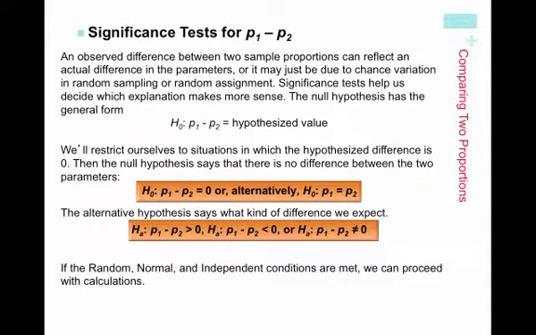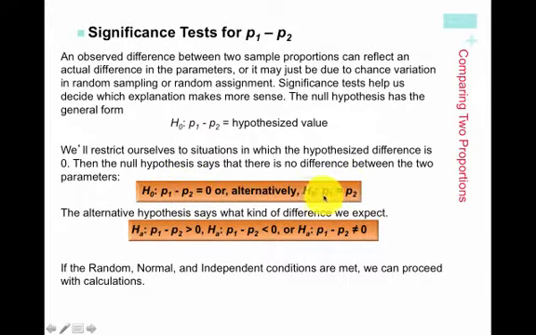Significance testing for two sample proportions. Our null hypothesis becomes p1 minus p2 equals some value. We're going to stick with the situation that the difference is 0 between these. That is, the second thing doesn't have any different effect than the first. In other words, the null hypothesis is that the two proportions are the same.